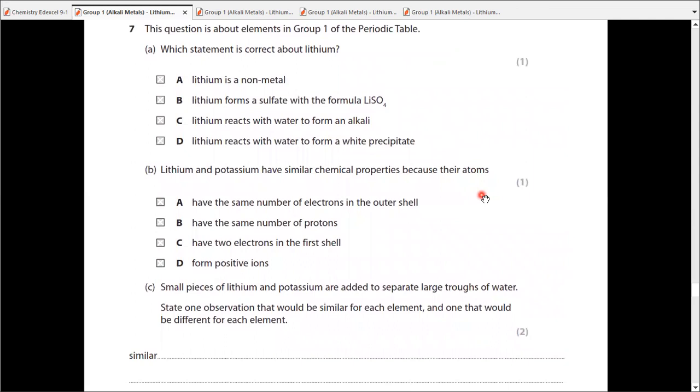Yes, this one. Let's start with this one. The previous ones didn't belong to the chapter alkali metals. That's why I skipped those. So 7A is correct about lithium. Lithium is a non-metal. Lithium forms. Okay. Lithium. C. Good. B. Lithium and potassium have similar chemical properties because their atoms have. Sorry, A. Good.